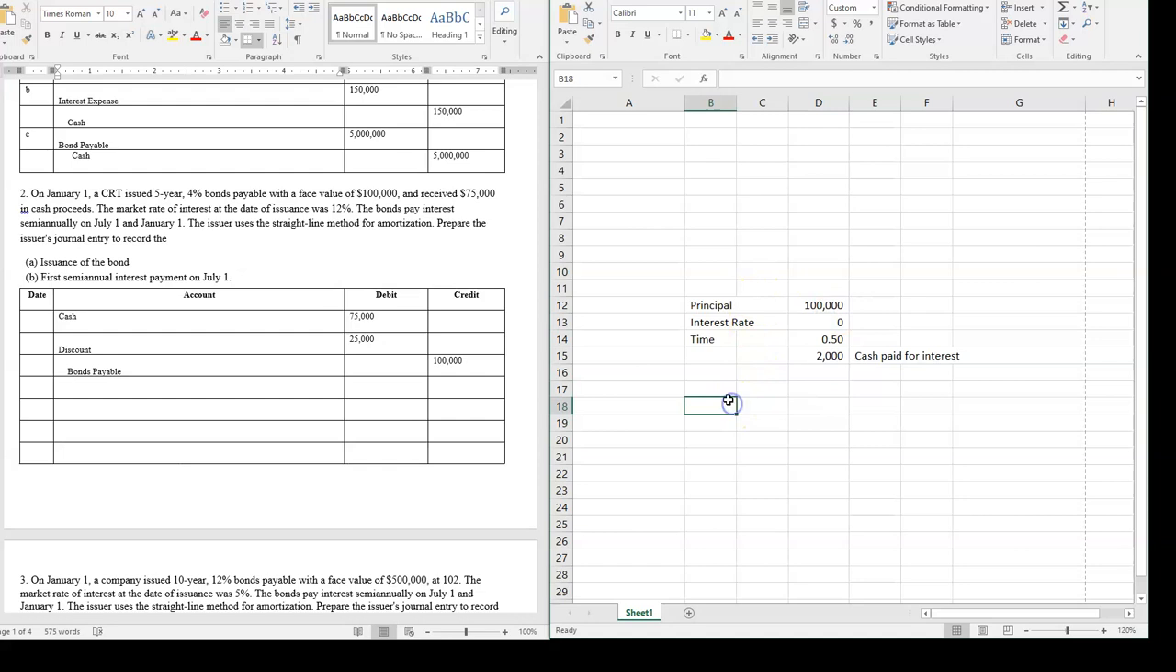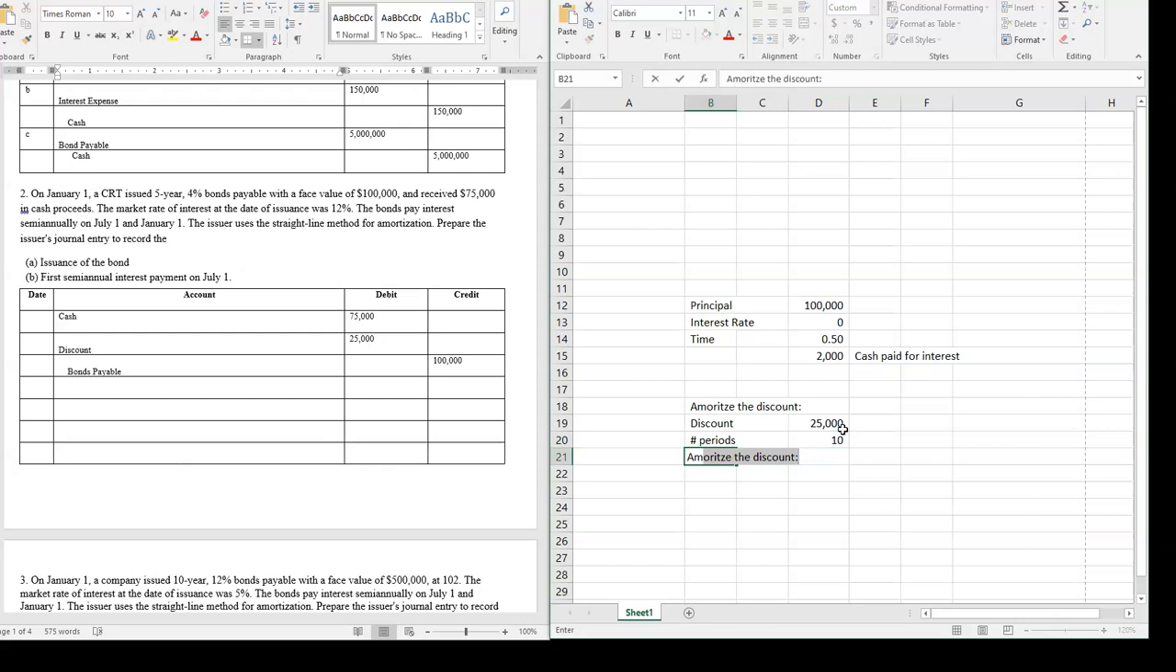The other thing that I need to do is calculate how much to amortize the discount each time. So I'm going to put in my discount amount, and my discount amount is $25,000, and I got that from my entry. And then I'm going to say the number of periods. This is a 5-year bond. I pay interest every 6 months. That means that I have 10 periods because there's 2 each year, 5 years. So 5 times 2 is 10.